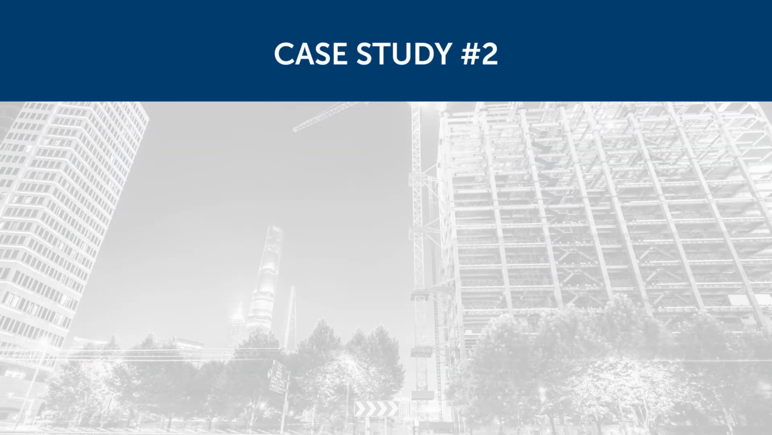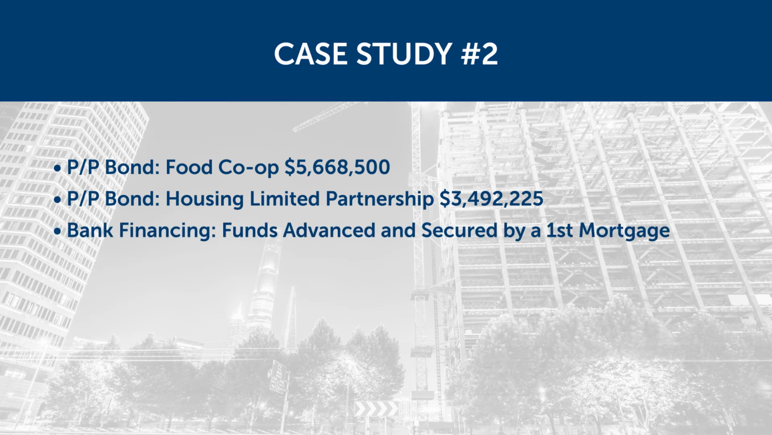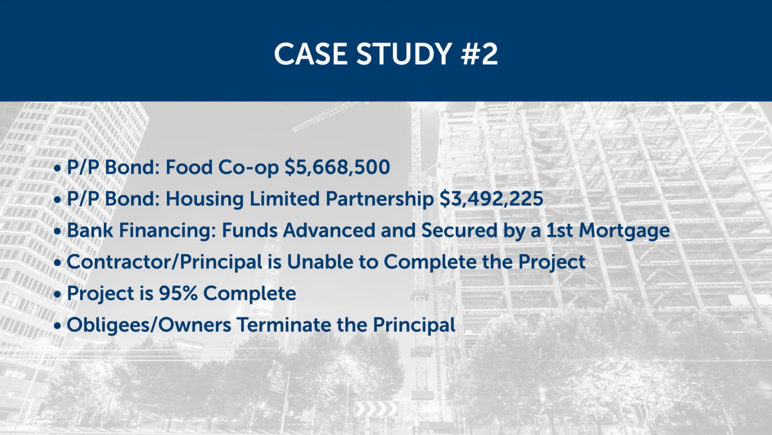In example 2, construction begins in September 2010 on a plaza redevelopment, including a $5.6 million food co-op and a $3.5 million housing limited partnership. Funds were advanced and secured by a first mortgage. By fall of 2012, both obligees informed Merchants the principal is no longer able to complete both sections of the project. The project is 95% complete, therefore, substantial completion has been met. Shortly after, the obligees terminate the principal.